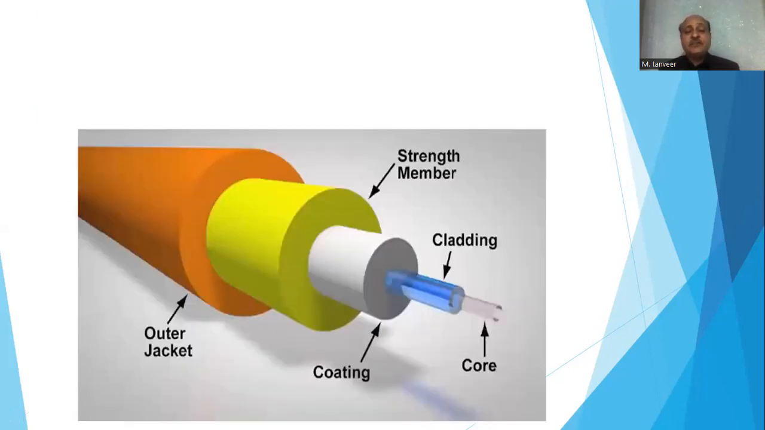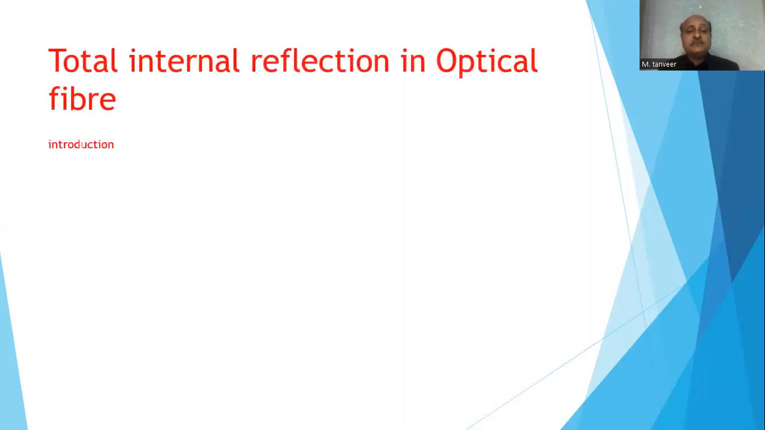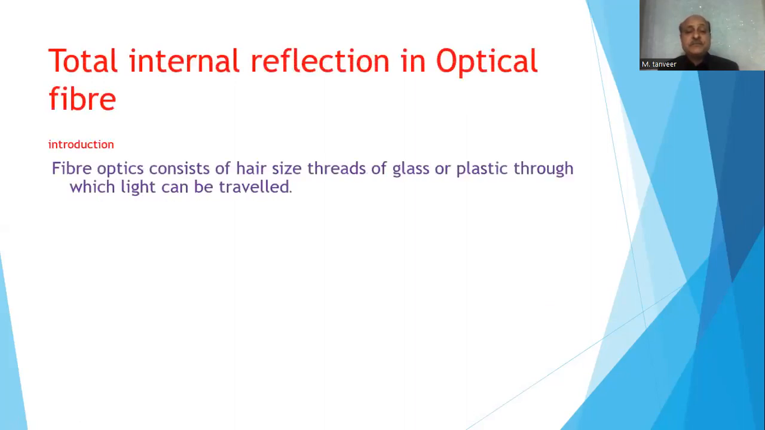This is the optical fiber. Rays of light are bent by using these optical fibers. How are rays of light bent? By using these optical fibers. This is the optical fiber. Optical fiber consists of a hair-sized thread of glass or plastic through which light can travel. The size of an optical fiber is just like a hair.